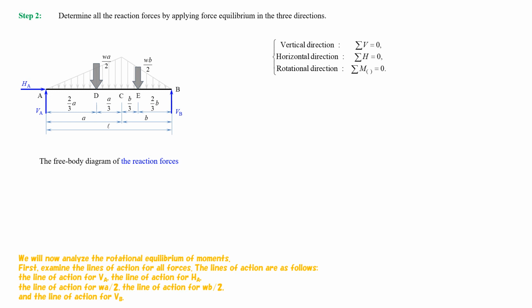We will now analyze the rotational equilibrium of moments. First, examine the lines of action for all forces. The lines of action are as follows. The line of action for VA. The line of action for HA. The line of action for W multiplied by A divided by 2. The line of action for W multiplied by B divided by 2. And the line of action for VB.